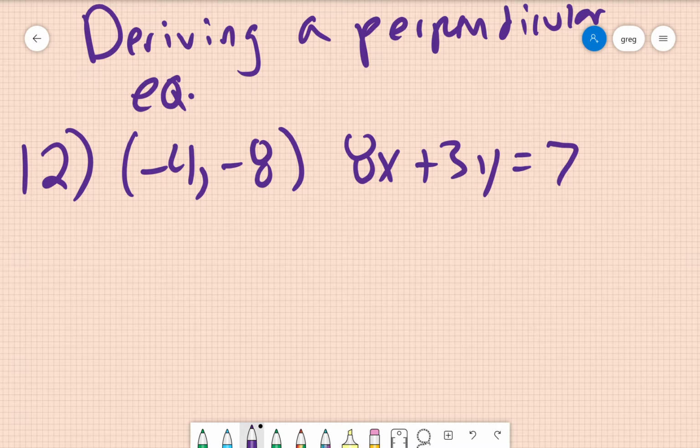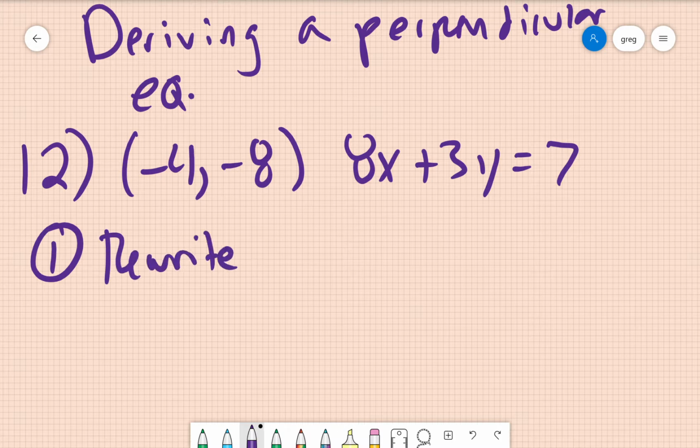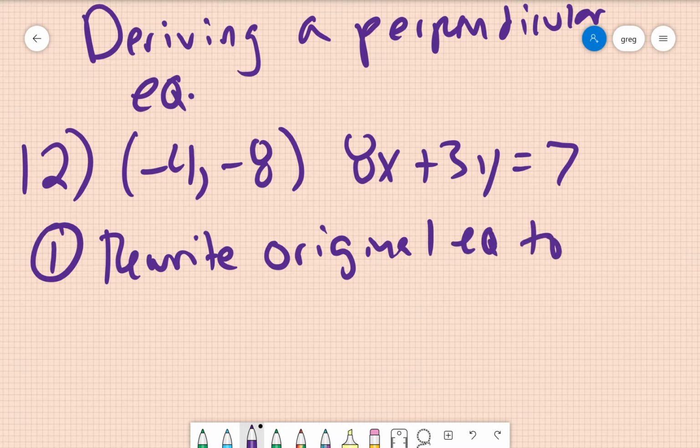The steps are the same. They are pretty much the same except for when now you get to part 3. So step 1 is the same thing. What did I say for step 1 for the parallel equation? Same thing. So rewrite original equation to isolate for y.